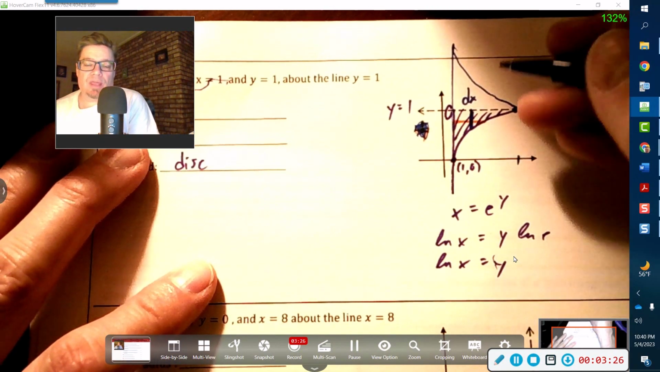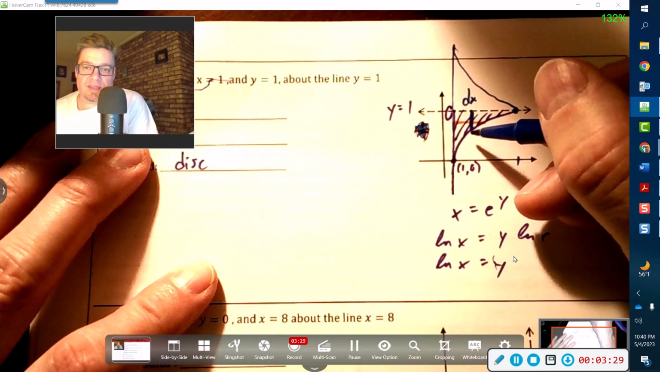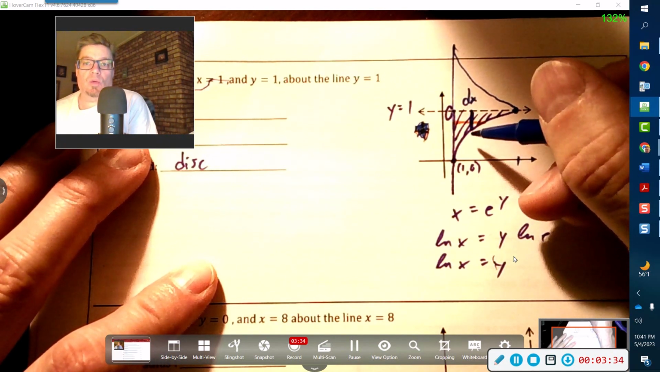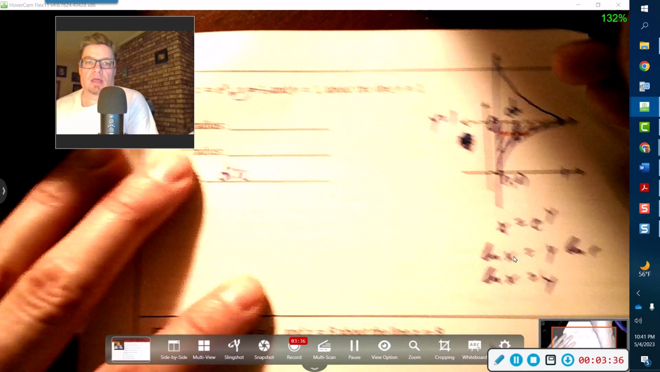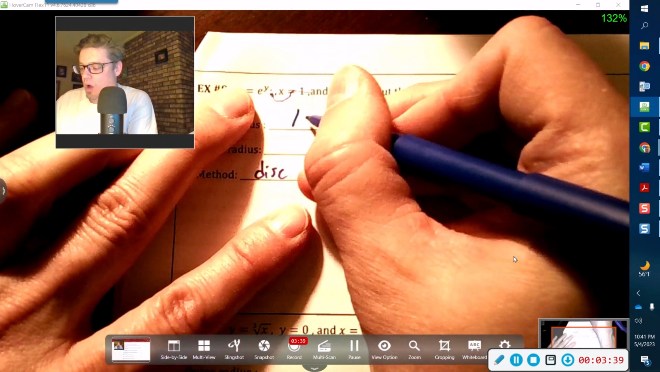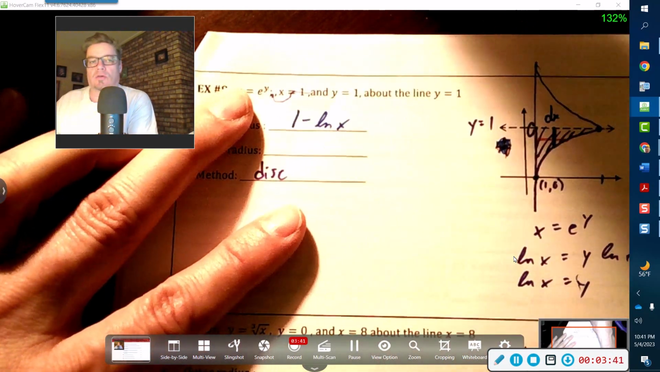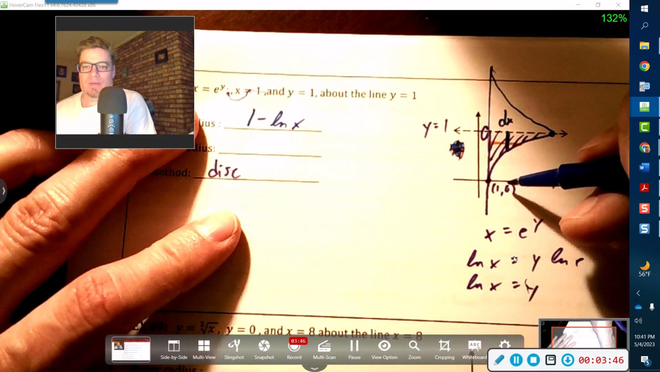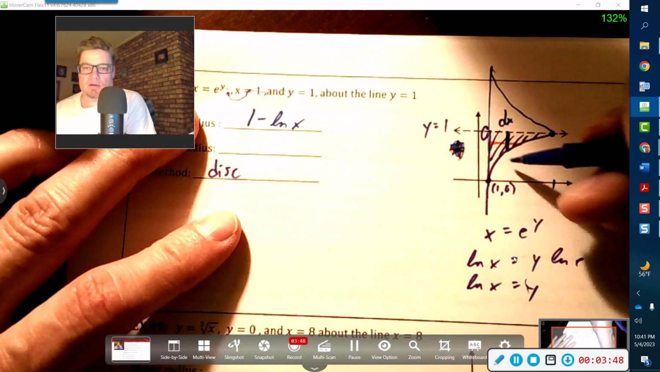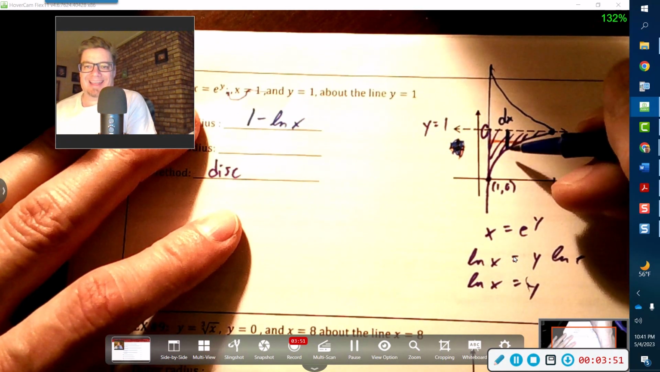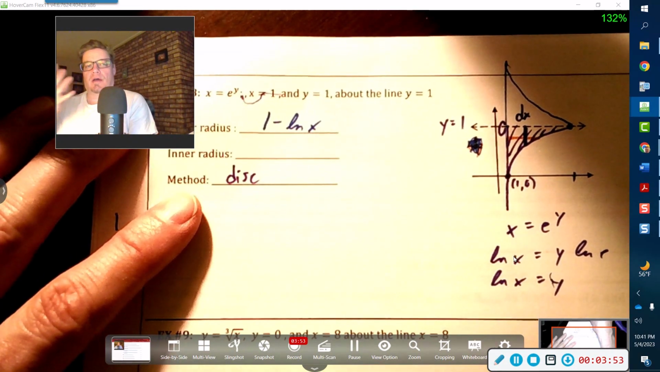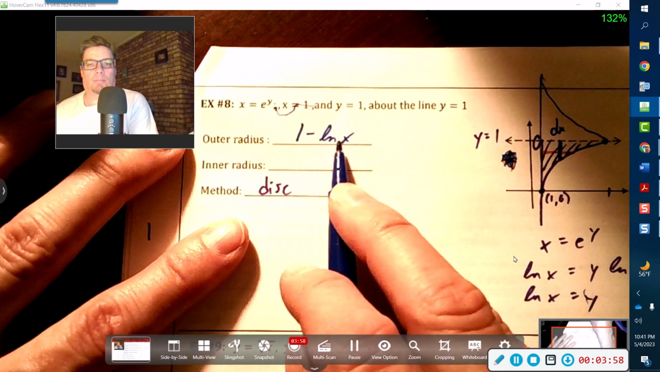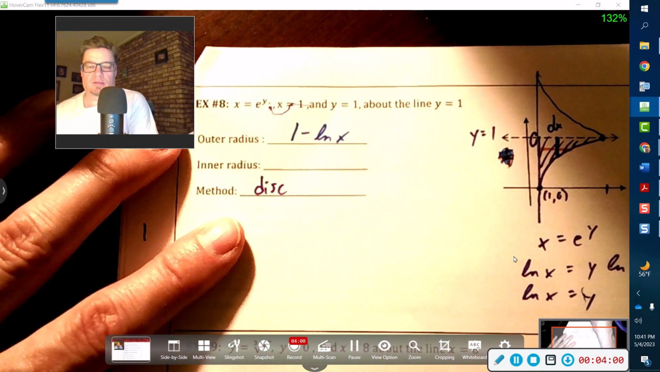And if we were to find the integral, this distance right here is what the integral of ln of x would be. We want to get rid of that. So our outer radius is the 1 minus what's underneath the ln of x. So this whole distance is 1, but we got to get rid of this empty space right here. This is actually attached to the axis of rotation, so the outer is simply the big 1, minus that ln of x.